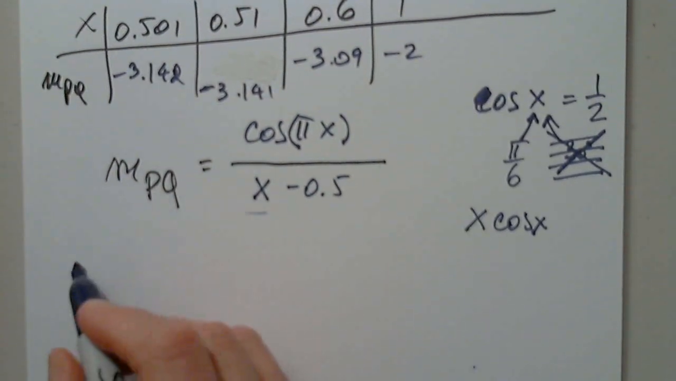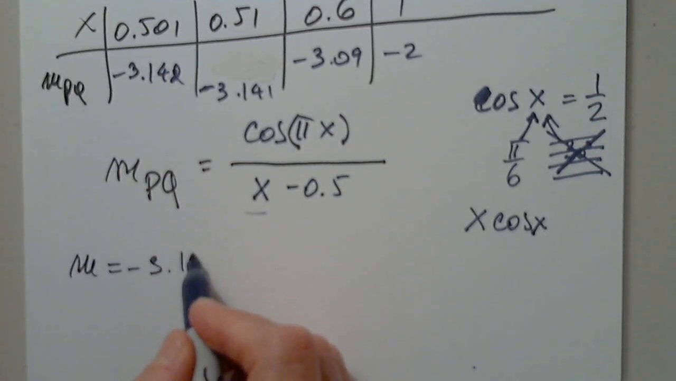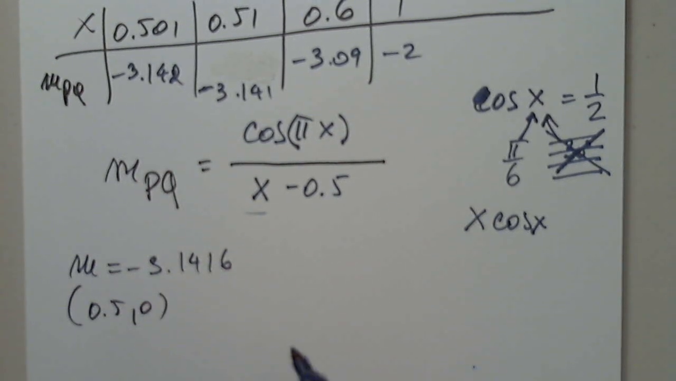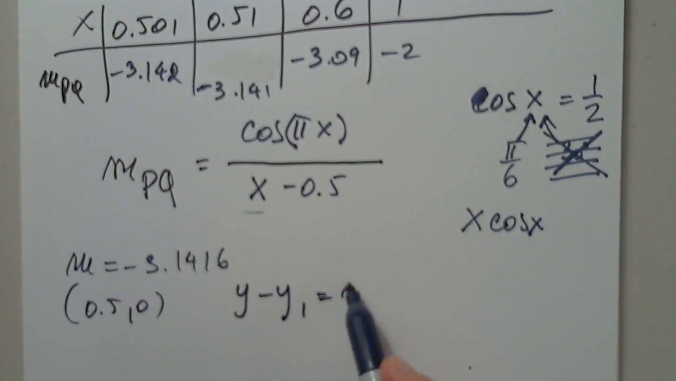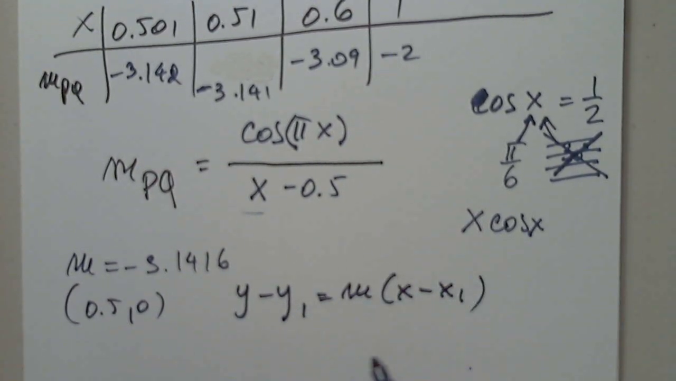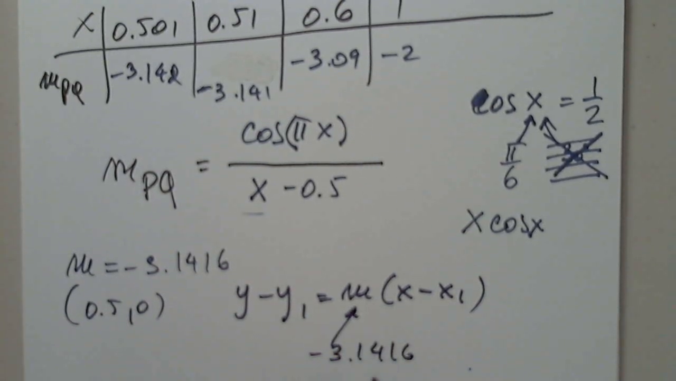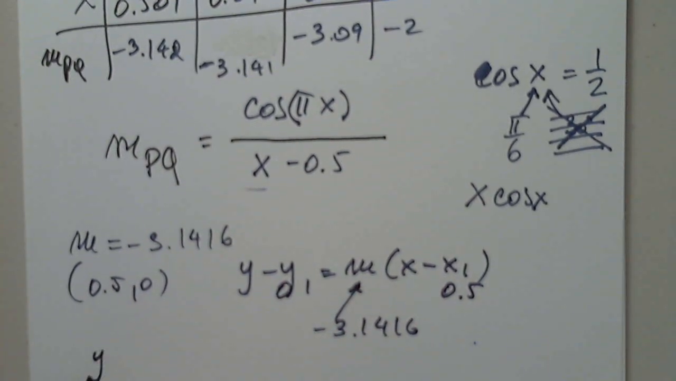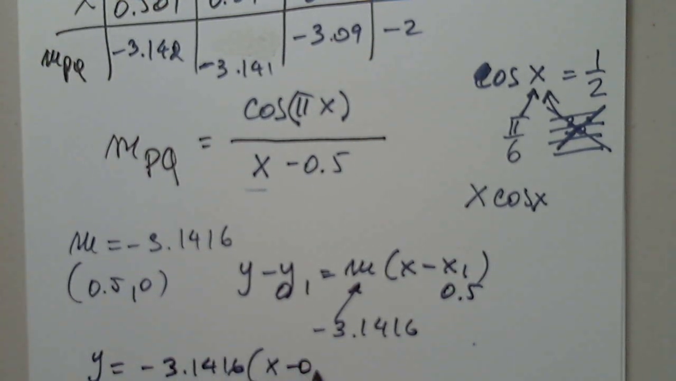So I have the slope, negative 3.1416, and I have the point 0.5 comma 0. So then I have y minus y1 equals the slope times x minus x1, where the slope is negative 3.1416. 0.5 is x1, and 0 is y1. So then y would be negative 3.1416 times x minus 0.5. And that's the equation of the tangent line.